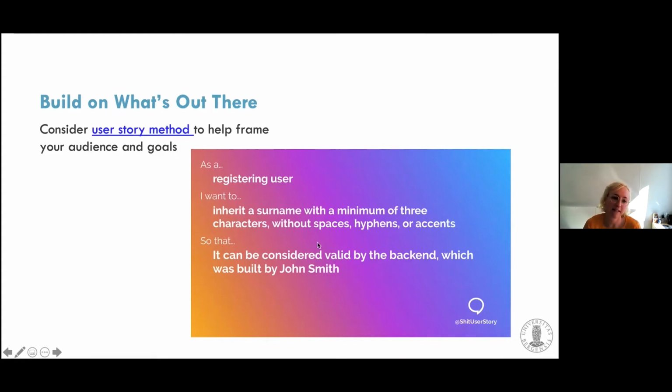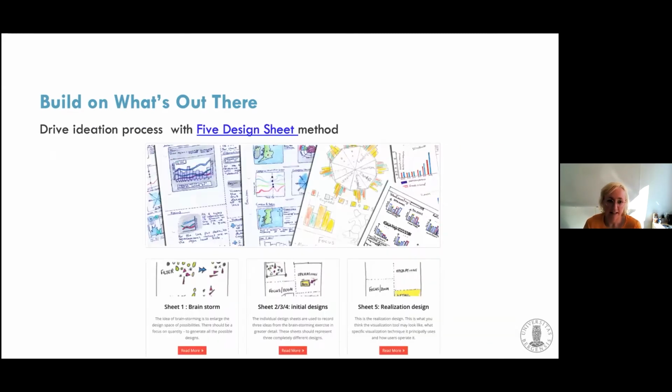And this is a nice method because it helps you keep the user front and center. So if you're developing especially a design study or application study, this is something you want to go with. It can help you flesh out your requirement section in your paper, for example. For the ideation phase, I mentioned sketching.